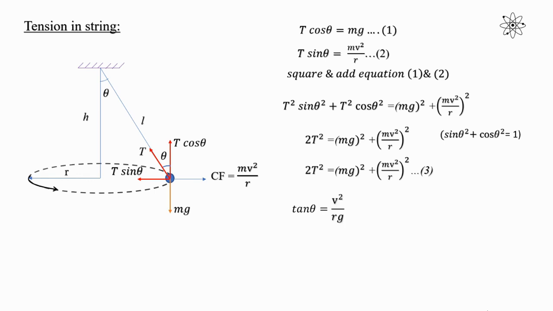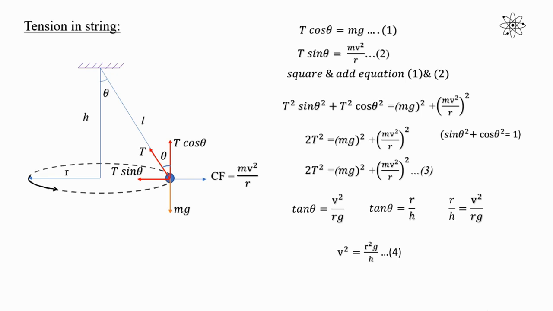In the previous slide, we found the formula for the semi-vertical angle: tan theta is equal to v square upon rg. In the given diagram, we can see that tan theta is equal to r upon h. So as the LHS of both these equations are the same, the RHS also have to be the same. So we can write r by h is equal to v square upon rg. That is, v square is equal to r square into g divided by h, which is equation number 4.